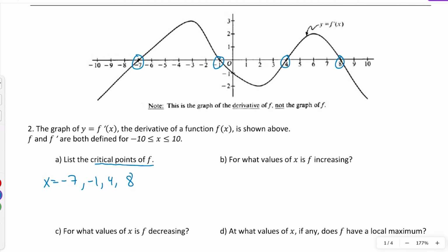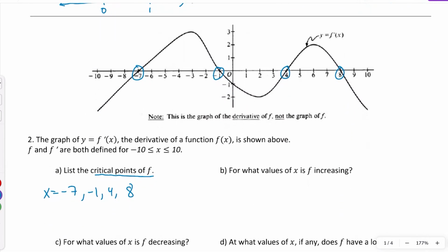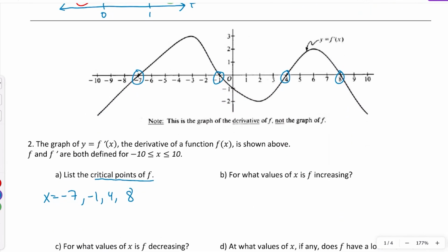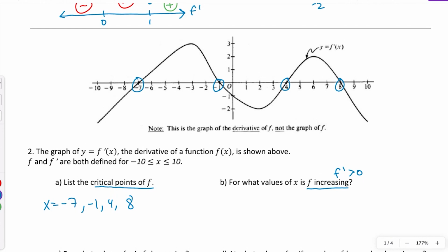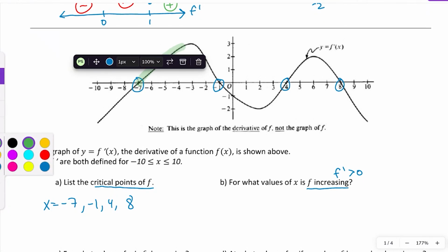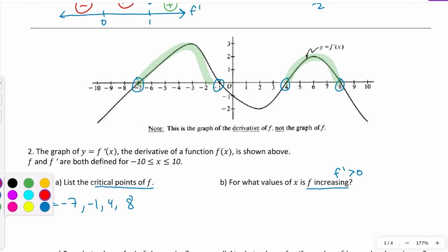Okay, critical points of f, like we said above, are where the derivative is either 0 or undefined. B says, for what values of x is f increasing? So if f is increasing, that means f prime is positive. So if I'm looking at the graph of f prime, we can see that f prime is positive everywhere the graph is above the x-axis. So that's going to be up here and also over here. We're going to have two intervals, one of which is between -7 and -1, and the other one's between 4 and 8.